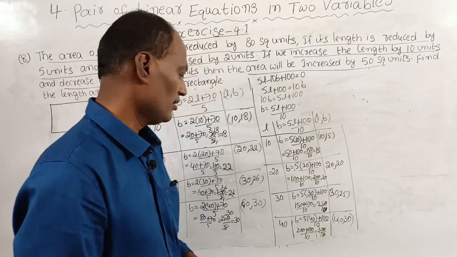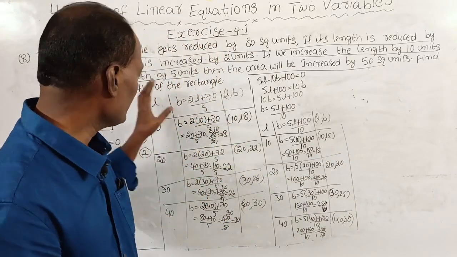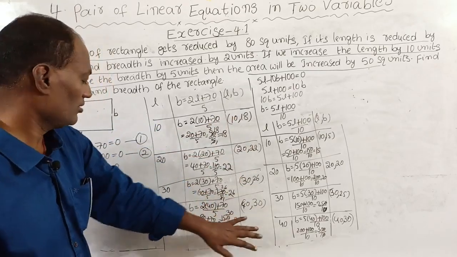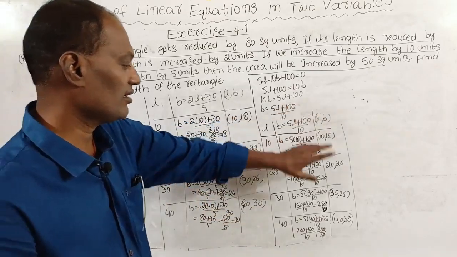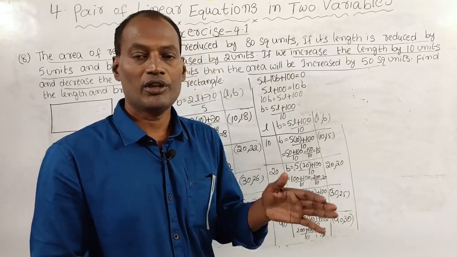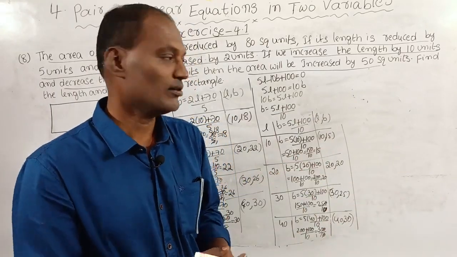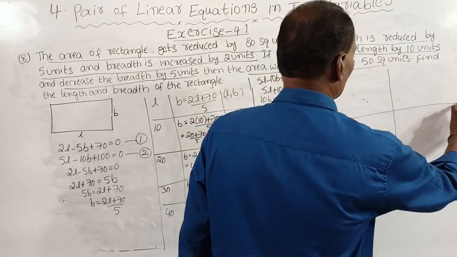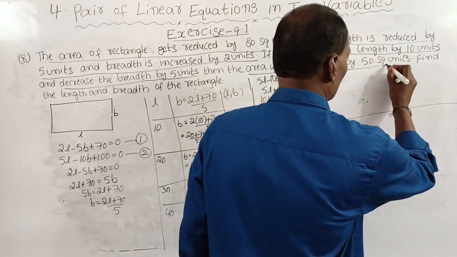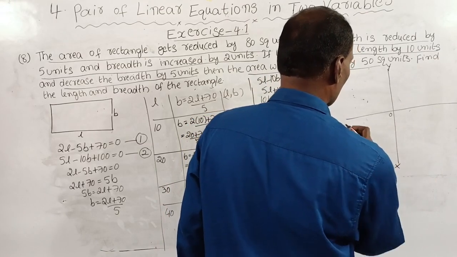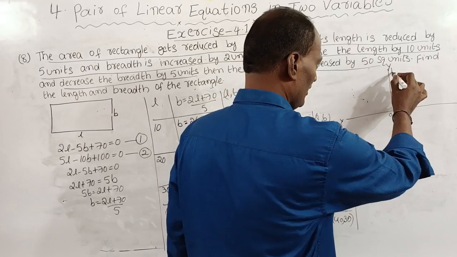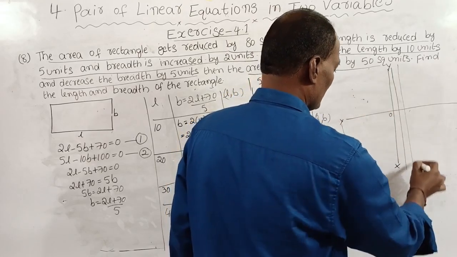After taking these, in the first equation these are the set of values, and in the second equation these are the set of values. Now we have to plot the values on the graph page. Open the graph page. This is the y axis, this is the x axis. You will see the graph page like this.